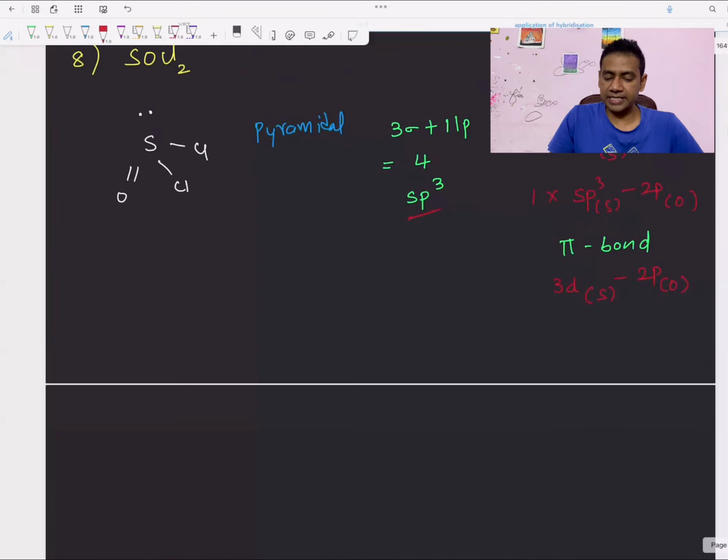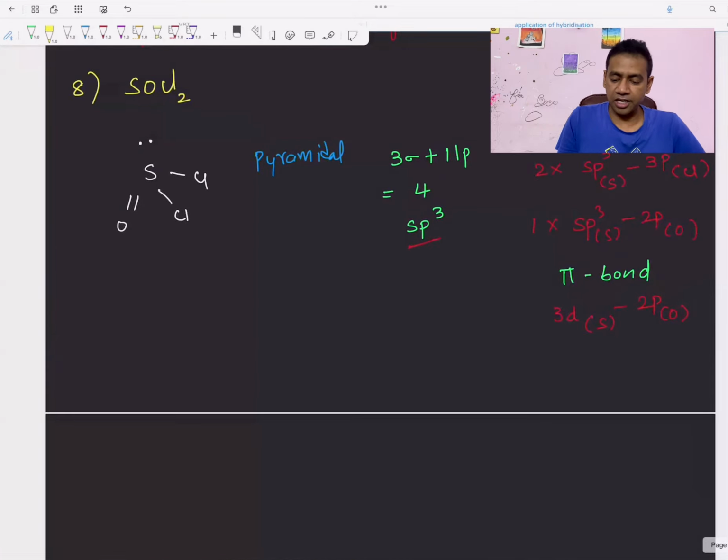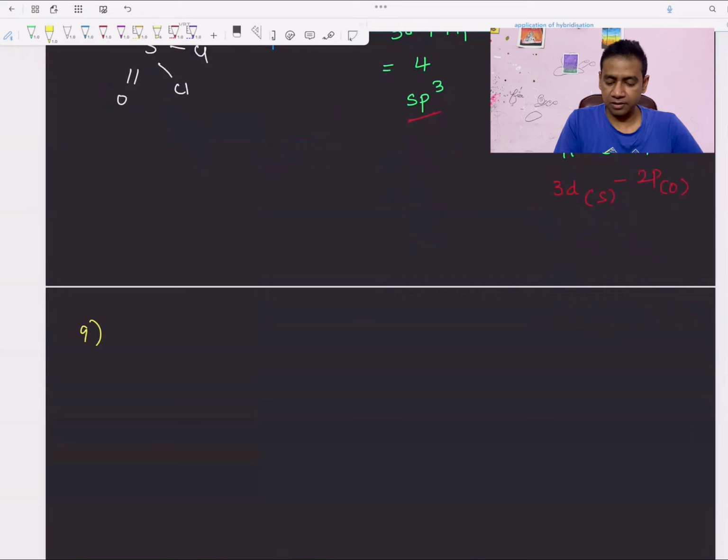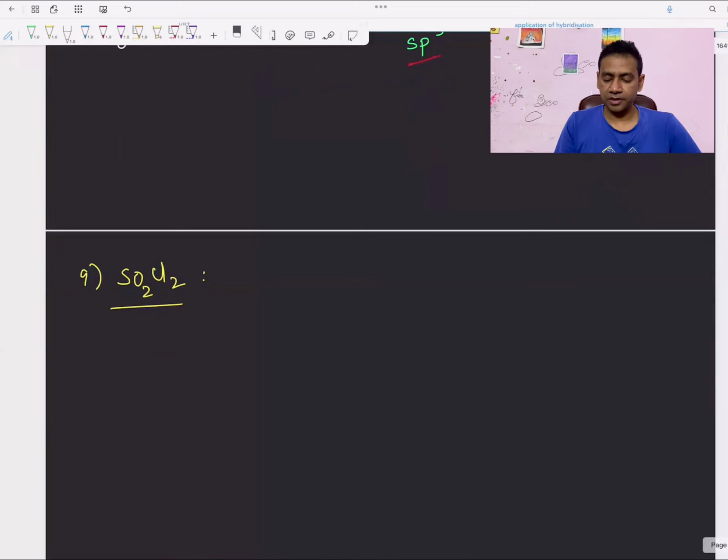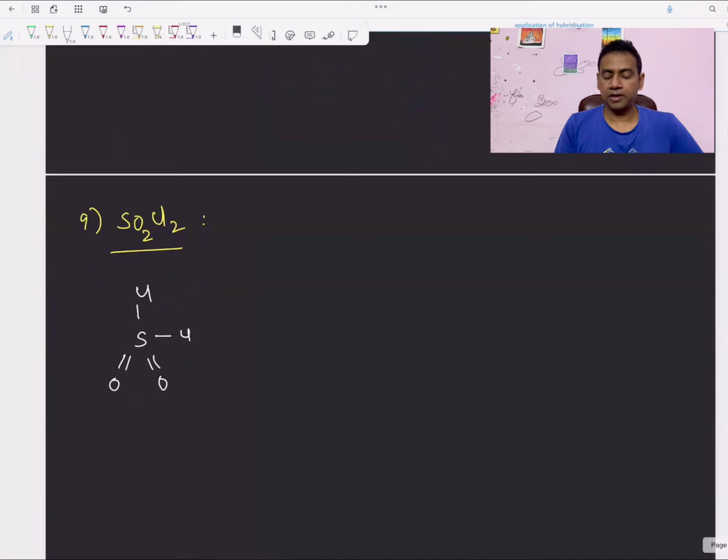Now let us take the next example, SO2Cl2. This is the 9th example. Immediately make the VSEPR structure: S, double bond O, double bond O, Cl and Cl. So what information do you get? There are 4 electronic domains, 1, 2, 3, 4, expected structure tetrahedron, but all electronic domains are not identical.